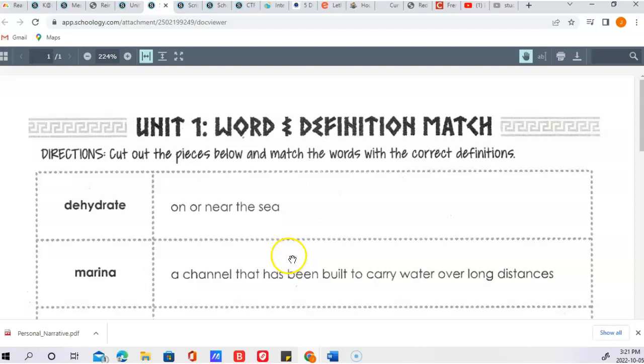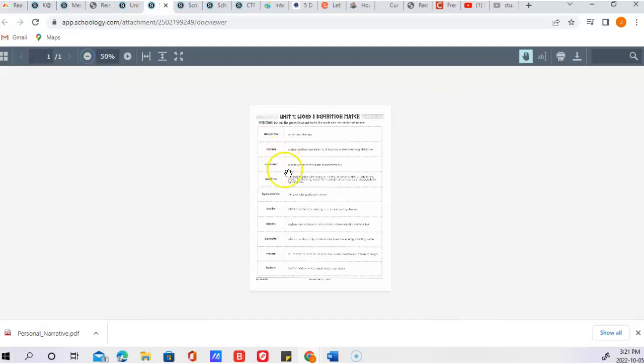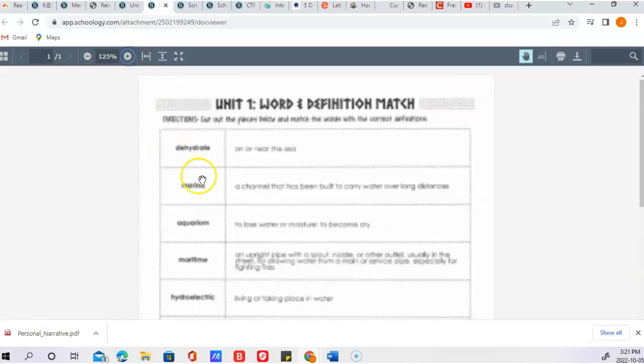So remember this word and definition match. You're going to cut along all the dotted lines on the paper. And I'm just going to zoom out so that you can see the whole page. You'll have dotted lines around all of the words and around all of the definitions. So you want to take the word and match it with the correct definition, glue it on another piece of paper, and that's what you're going to submit to me when you get it all done.